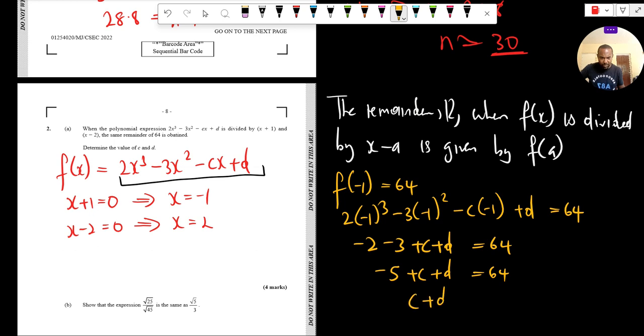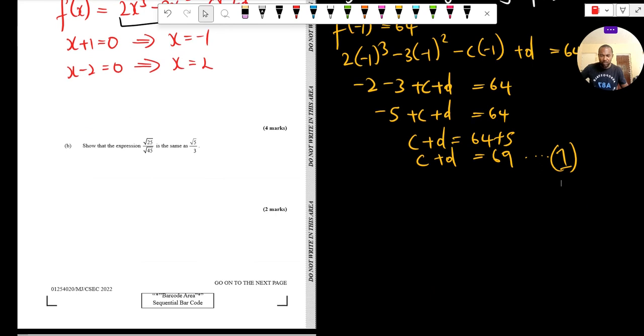And therefore, what this means is that c plus d is equal to 64 plus 5. And the first equation is c plus d is equal to 69. So let this be equation 1, right?